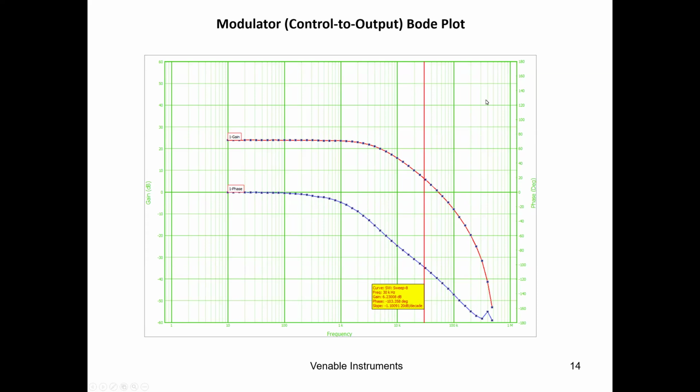What I want to do is select a crossover frequency for the loop bandwidth. Here I've selected 30 kilohertz as my crossover point, and I will import the gain and the phase at this crossover point into our software. So yeah, talked about that.